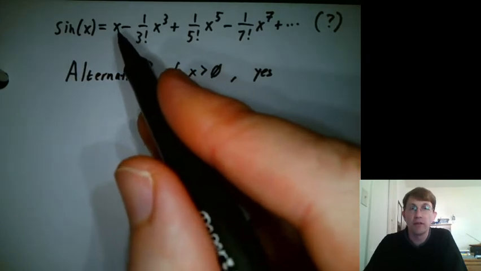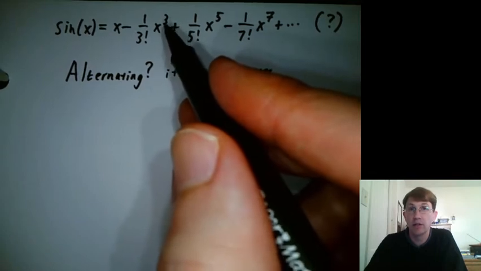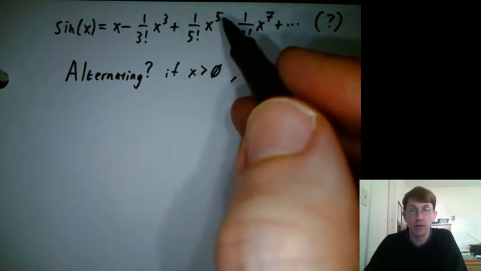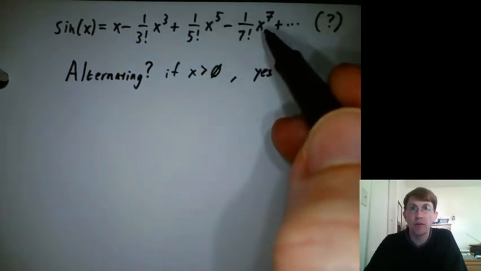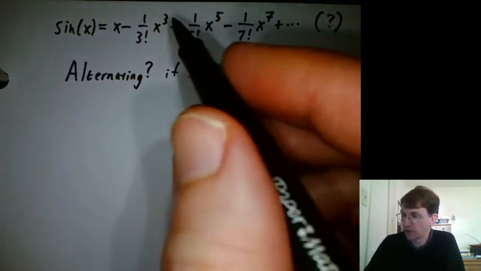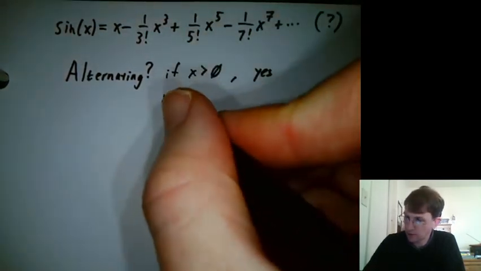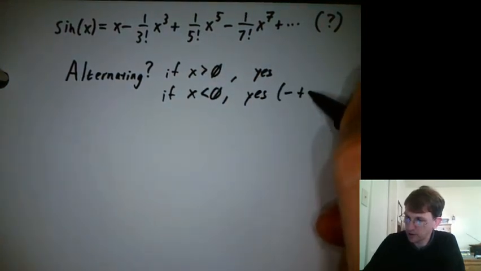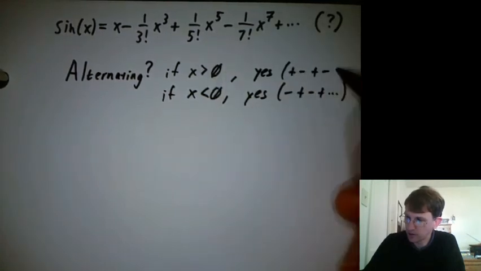If the x value is less than 0, then we have a negative here, and the x cubed is going to be negative, so that means we would end up with a positive here, and then we'd have a negative here, because x to the fifth is still negative if x is negative. So we would still have alternating signs, but it would be negative and then positive and then negative and then positive. So if x is less than 0, yes, but it would be negative, positive, etc. Whereas if x is greater than 0, then it's positive, negative, positive, negative.